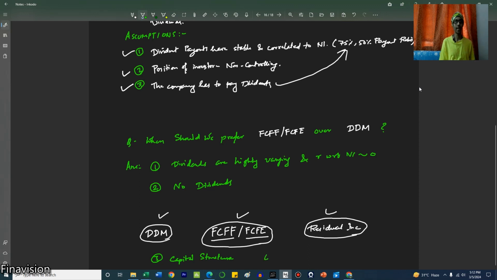And along with this, when free cash flow has nice correlation with the net income, right? Free cash flow, if it has a very predictable relation with the net income, then it becomes easier to use this kind of a model to value the company. And these four reasons together, if are present in a company, then DDM becomes a less preferable option. Free cash flow valuation becomes a more preferable option.